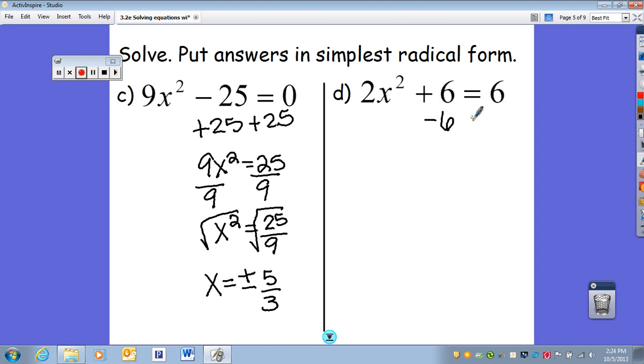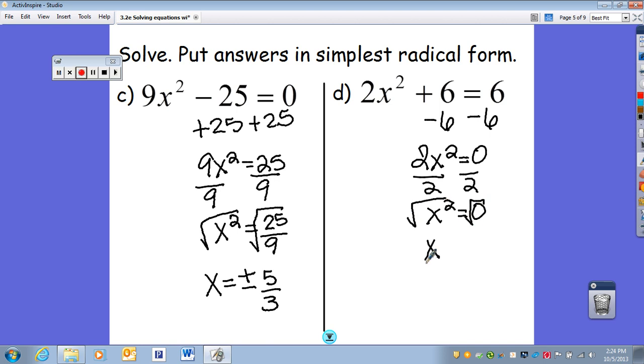In our next example, we're going to subtract 6 from both sides. So we have 2x squared is equal to 0. And when we divide by 2, we know that x squared is equal to 0. The square root of 0 is 0. And this is the only case where we do not need to put the plus or minus.